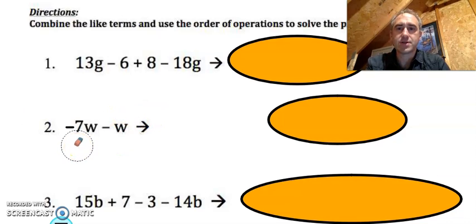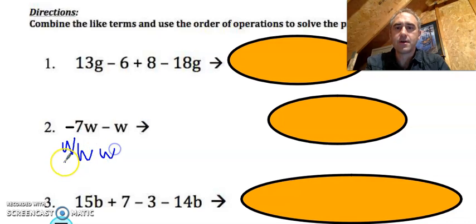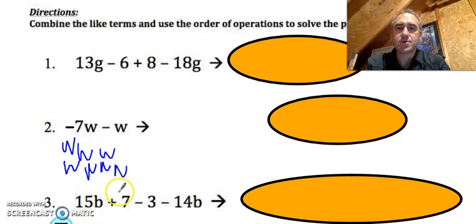Number 2 on your benchmark said negative 7w minus w. So we have 7 w's here. That's the same as 1, 2, 3, 4, 5, 6, 7. And all those w's are negative. When we put one more negative w with it, we have negative 8 w's.